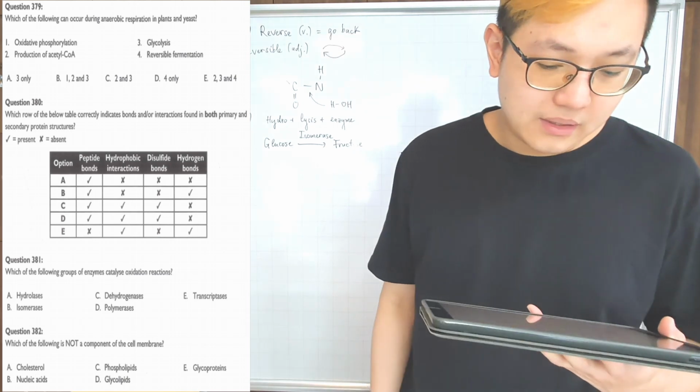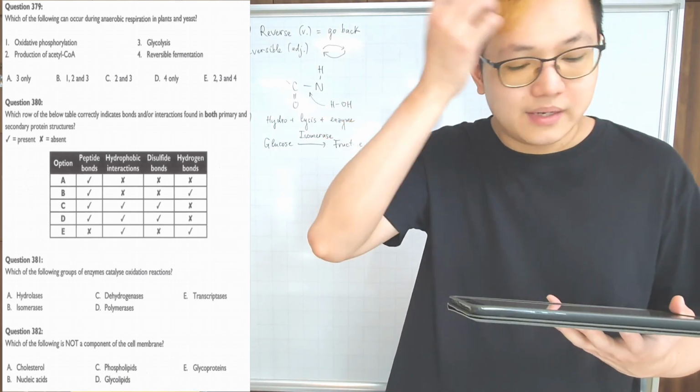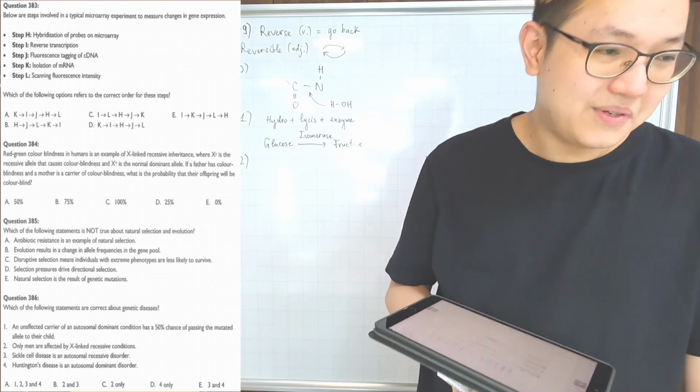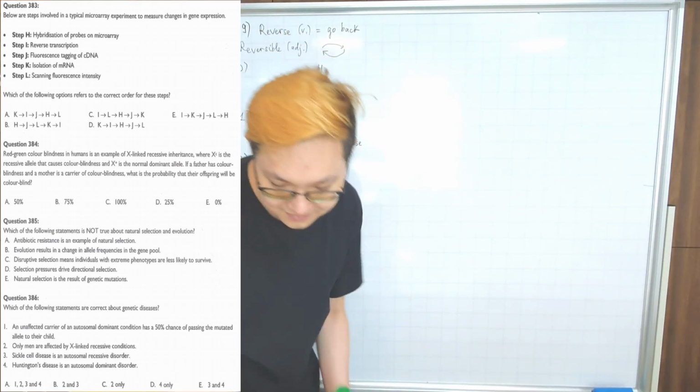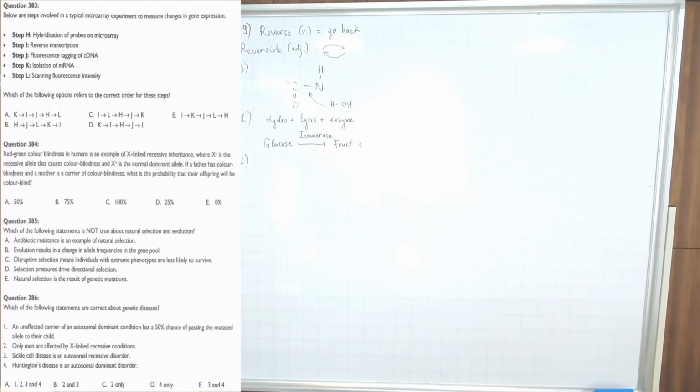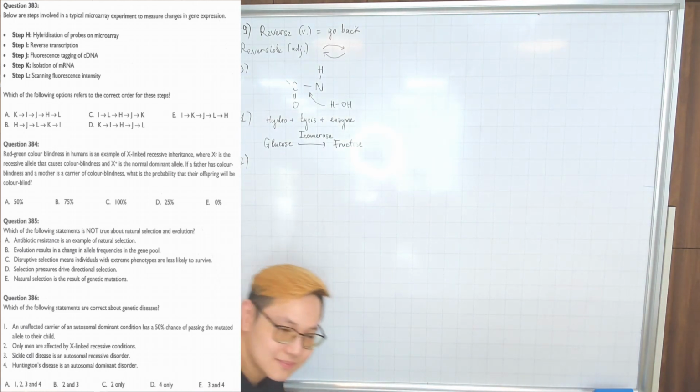Which of the following is not a component of the cell membrane? Cái nào sau đây không phải thành phần của màng tế bào? Okay, you do it. Correct. Can you check nucleic acid? B, right? Good. Rất tốt.